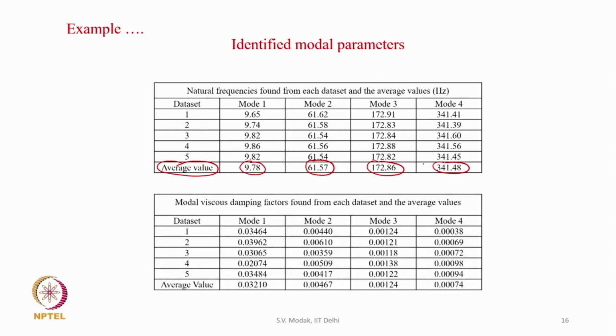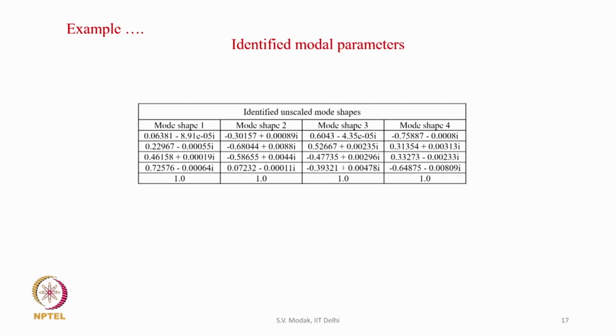Similarly, this table gives data about the modal damping factors for different modes over all data sets, and the last row gives the average value of the modal damping factors for different modes. This table gives the mode shapes that are obtained for the 4 modes. This is after normalization and assembly of the part mode shapes corresponding to all the data sets. So, these mode shapes were normalized with respect to the reference measurement at test point 5. So, we should also note that these mode shapes are unscaled mode shapes.